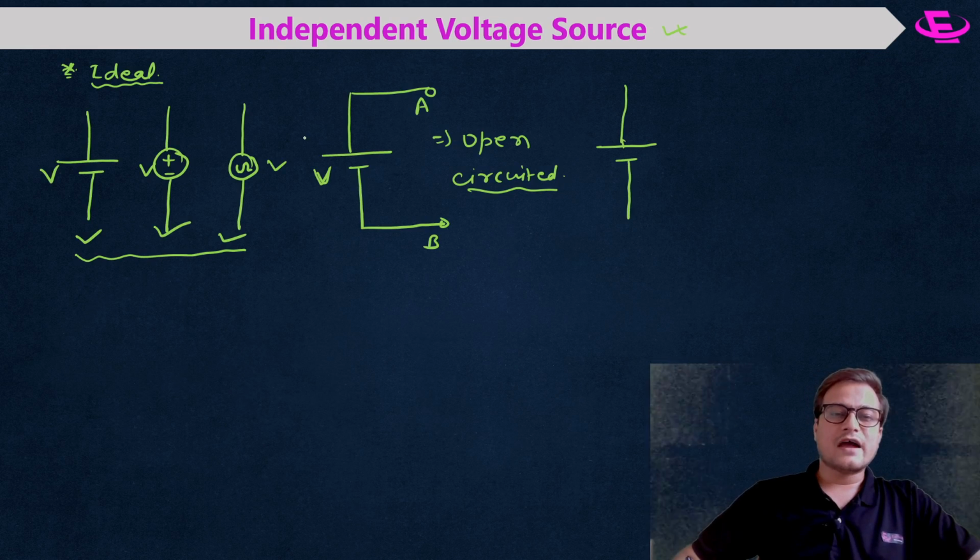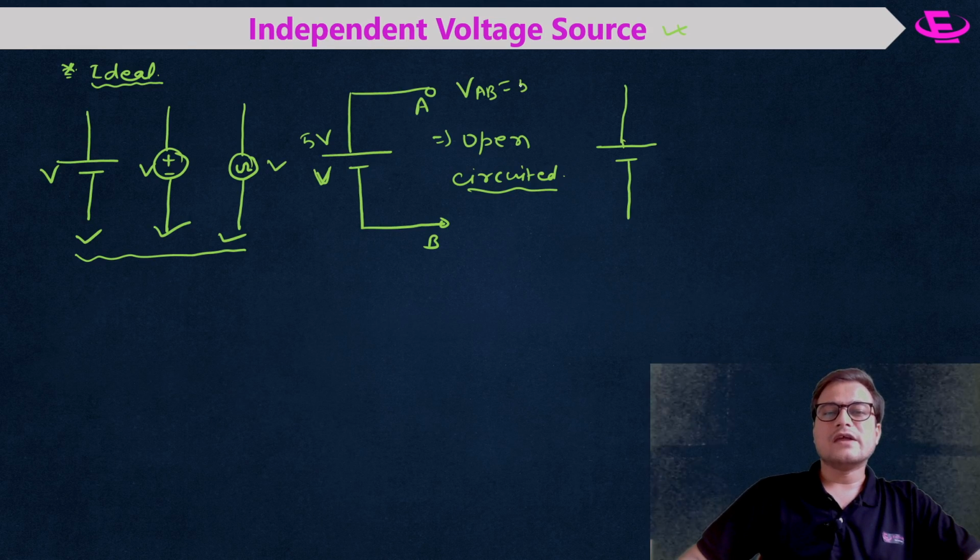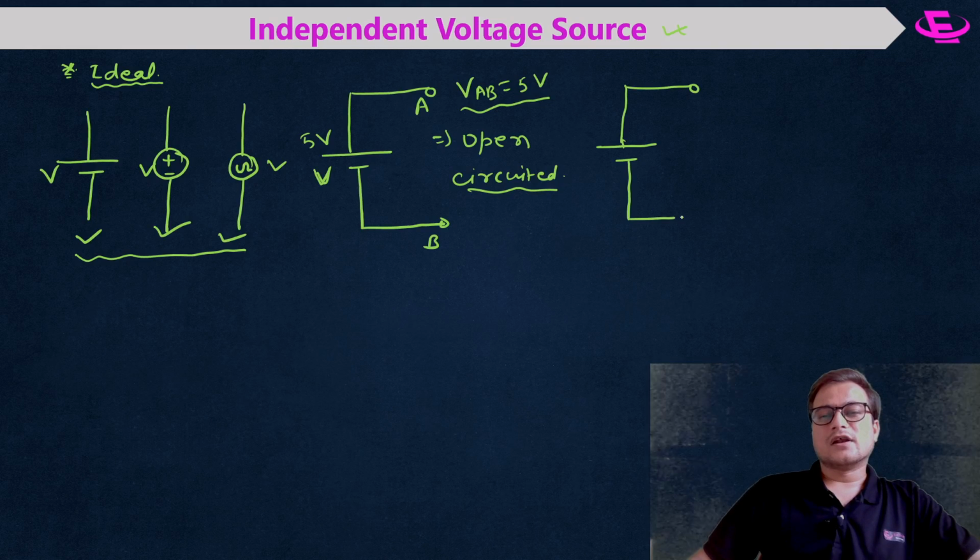Suppose here it is 5 volt. So right now you can write VAB equal to 5 volt. Clear? Next, you have the short circuit terminal. That means somebody comes and puts a wire of zero resistance across this battery. So this is called short circuit.